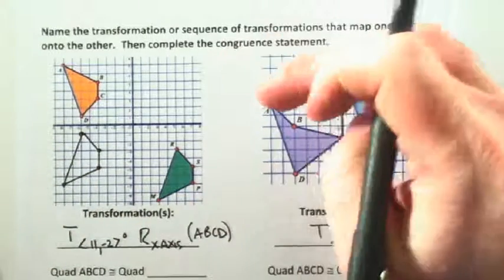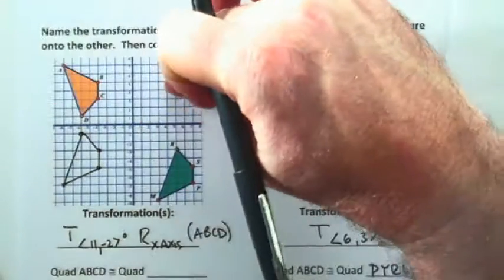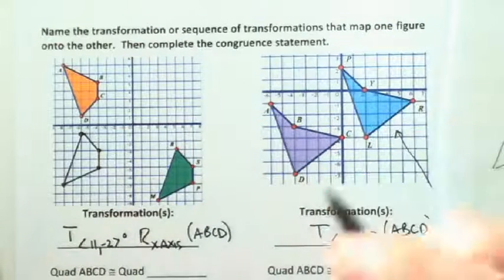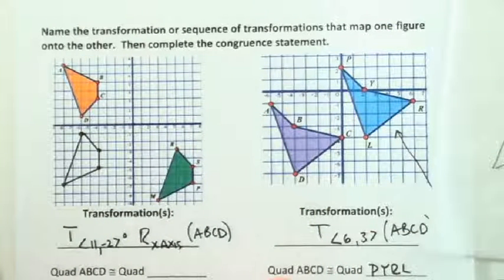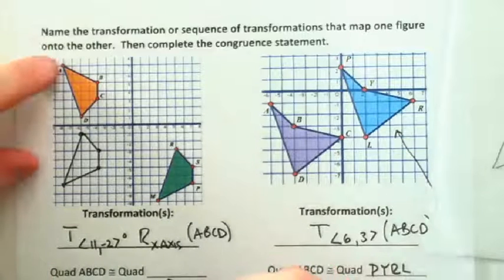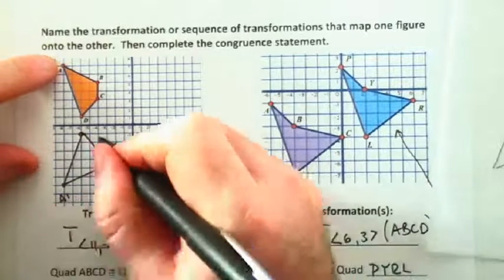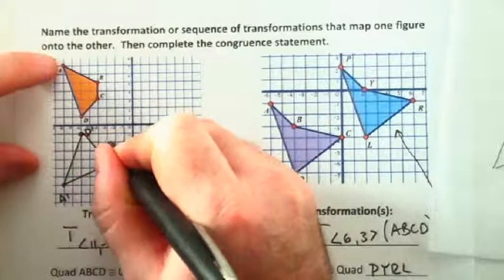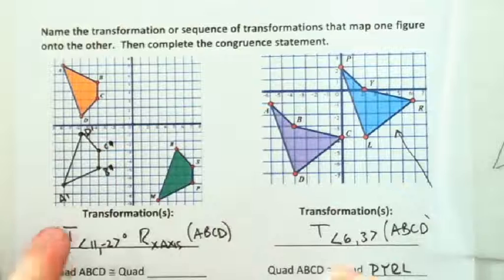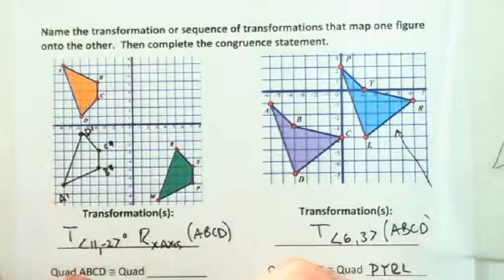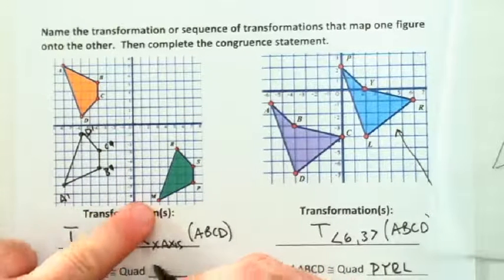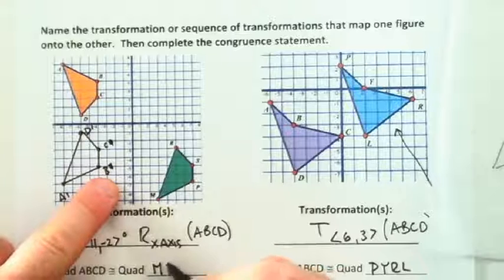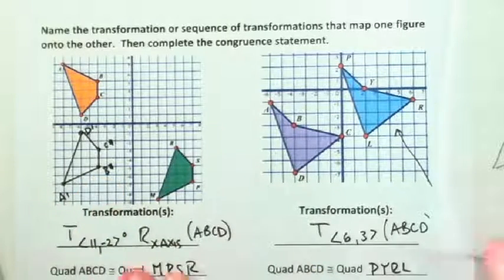Now that I'm done, I actually see I could have maybe reflected here first and then translated it down, but there's more than one answer. So now that we know what's going on here, we can name this correctly. A got reflected down here, let me label things so I can match them up nicely. If I called this one A, B, C, D, I need to call this one M, P, S, R would be the correct name.